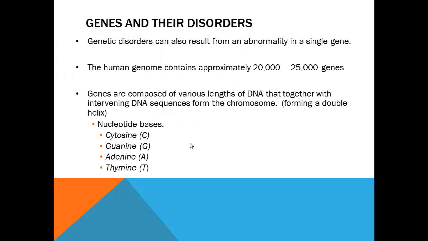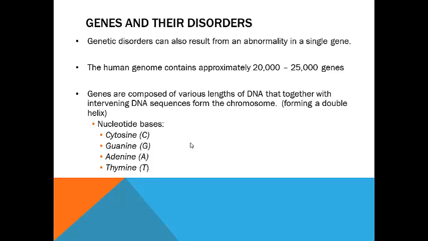Genes and their disorders. Genetic disorders can also result from an abnormality in a single gene. The human genome contains approximately 20,000 to 25,000 genes. Genes are composed of various lengths of DNA that, together with intervening DNA sequences, form the chromosome, which is a double helix as we saw in the video.